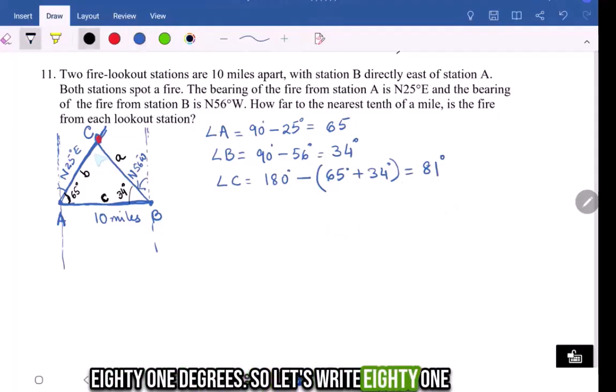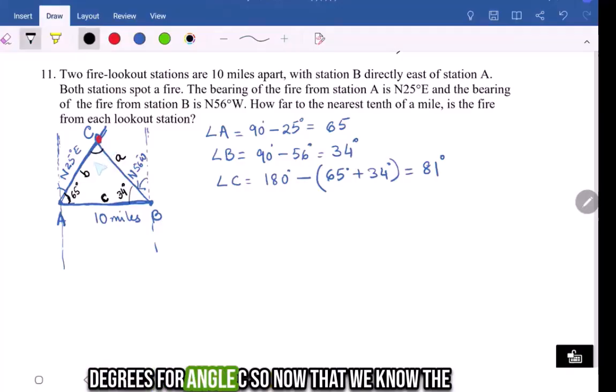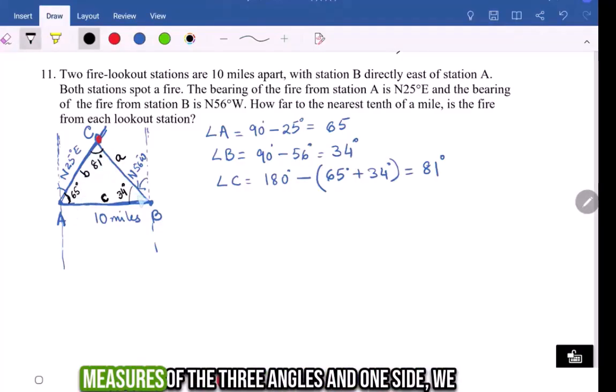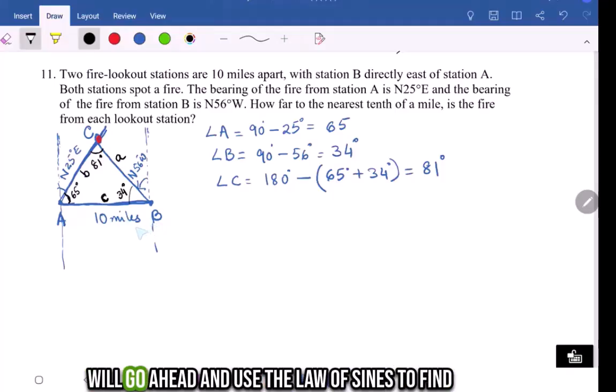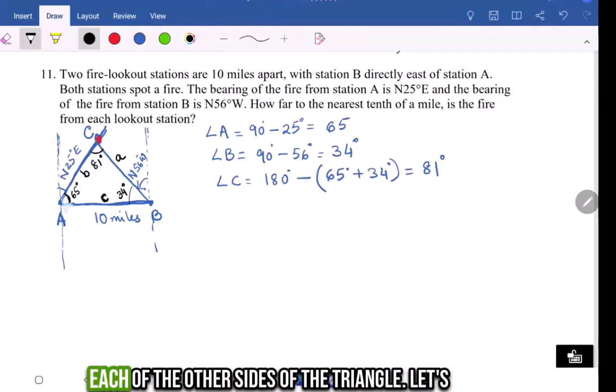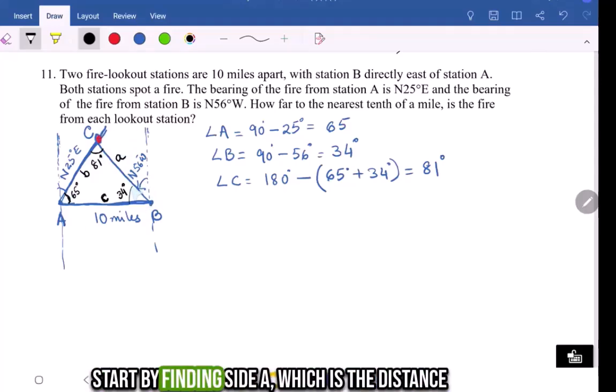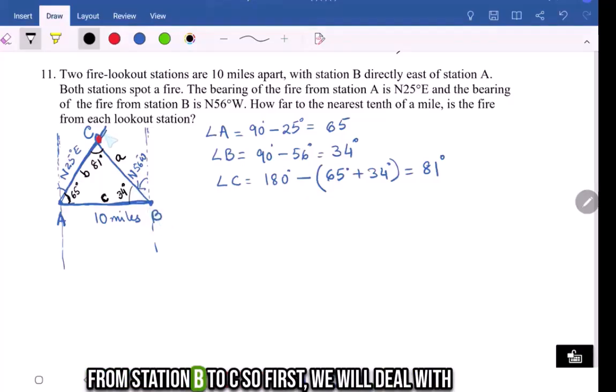So let's write 81 degrees for angle C. Now that we know the measures of the three angles and one side, we will go ahead and use the law of sines to find each of the other sides of the triangle. Let's start by finding side A, which is the distance from station B to C.